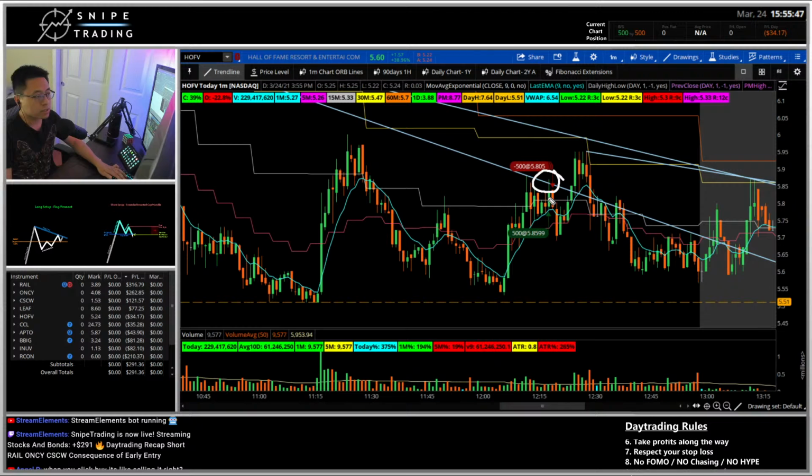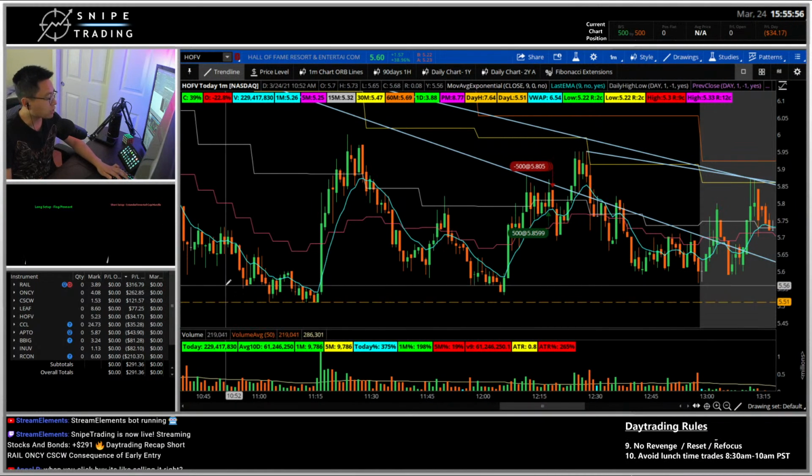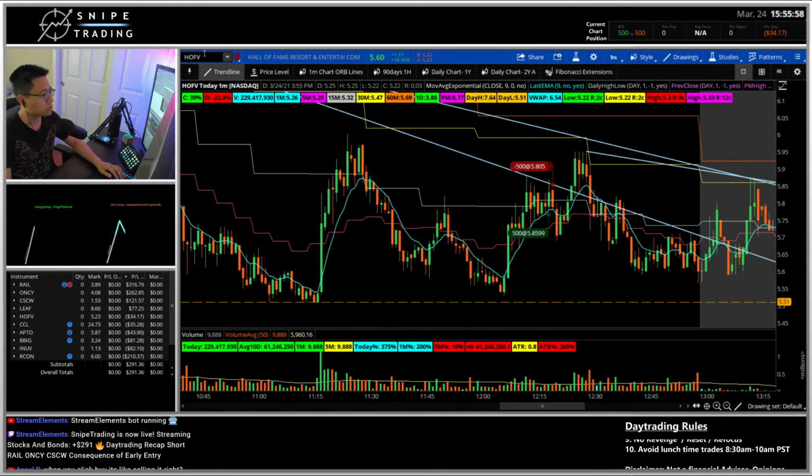But it kind of didn't go anywhere there, so I just took it off for a $34 loss. It went back down, retested 30 minutes, and now it's just fading after hours. So that's HOFV, nothing there.